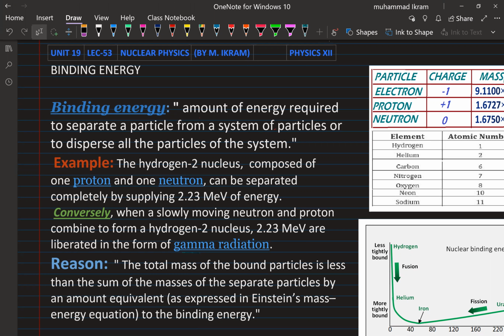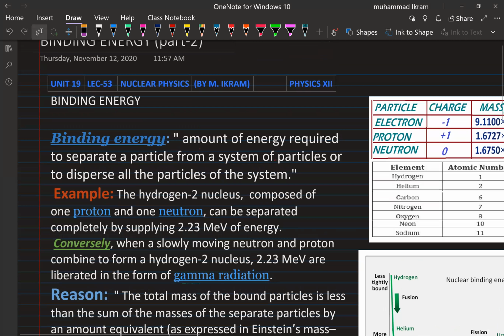Binding energy is in fact the amount of energy required to separate a particle from a system of particles, or to disperse all the particles of the system. Let me tell you in short that binding energy is the amount of energy required to break or make the nucleus. To break or make the nucleus. This is called the binding energy.